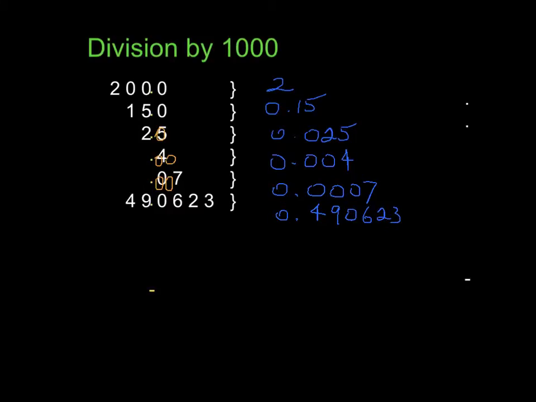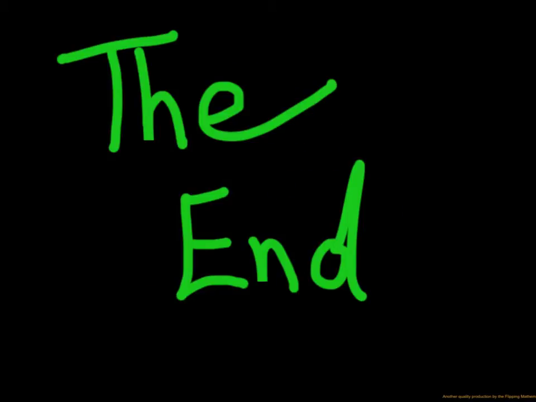What do you have to remember? Division moves decimals to the left, multiplication moves decimals to the right. And that is the end. Come and find one of your teachers if you have any questions about multiplying or dividing by tens, 100s or 1000s.